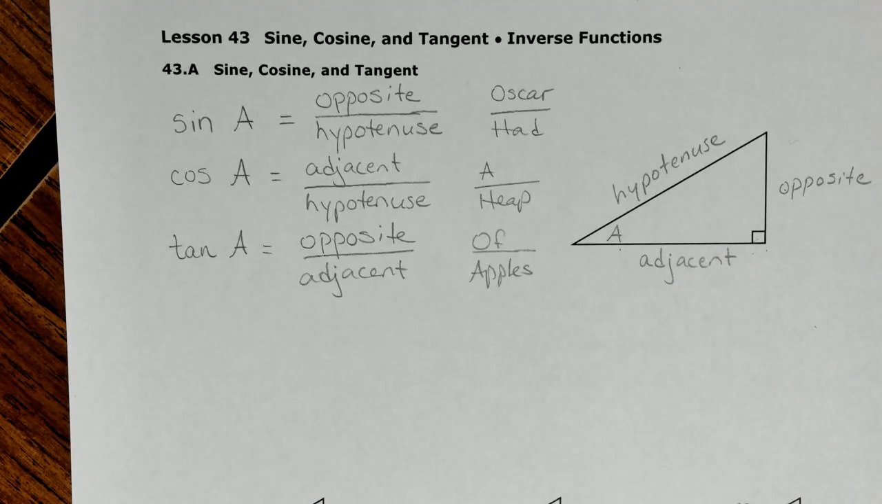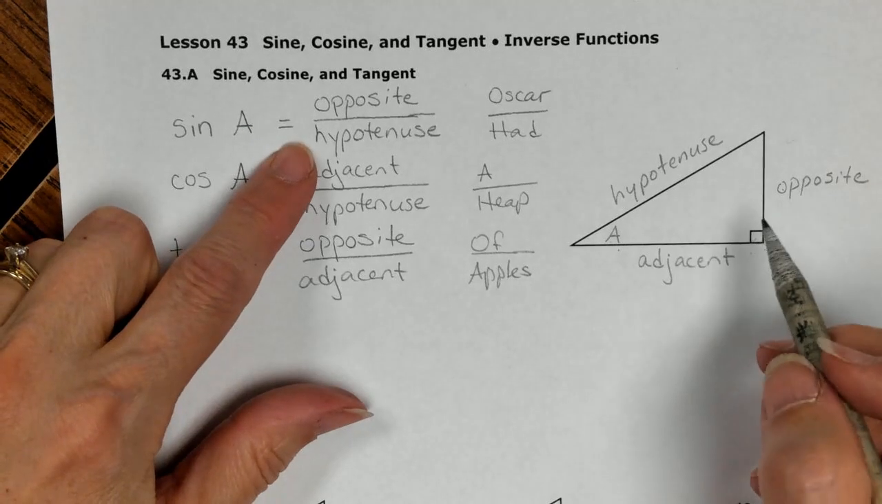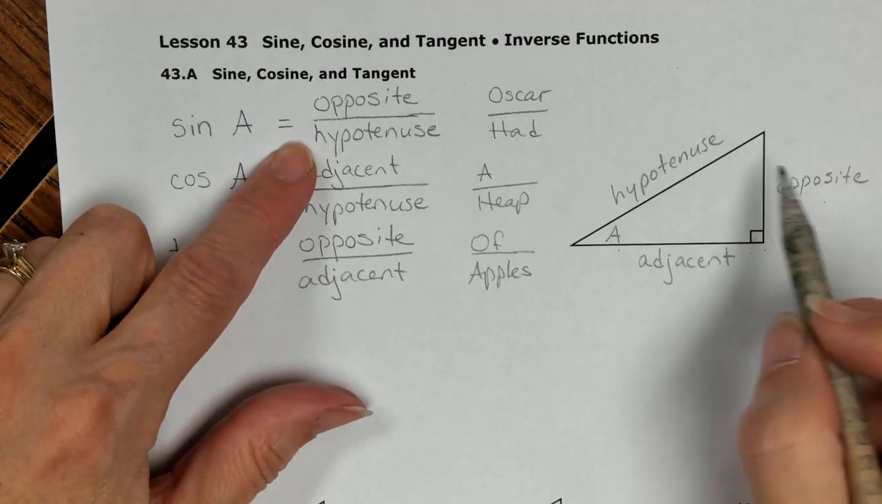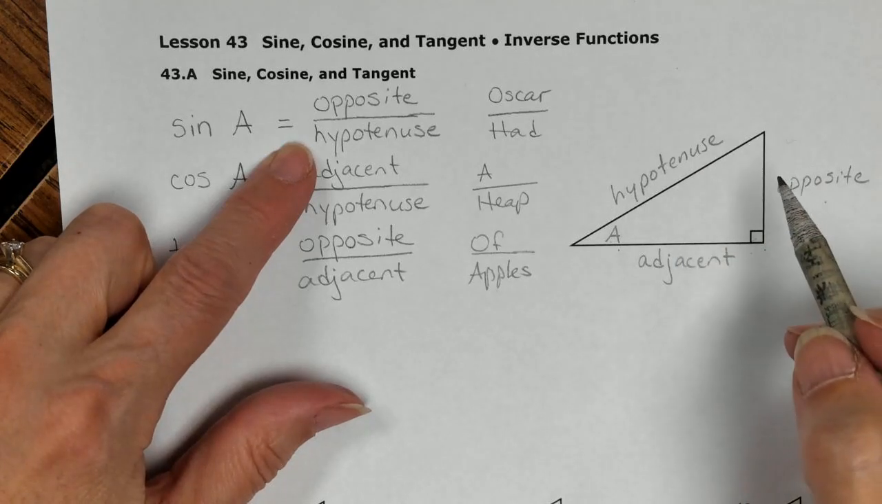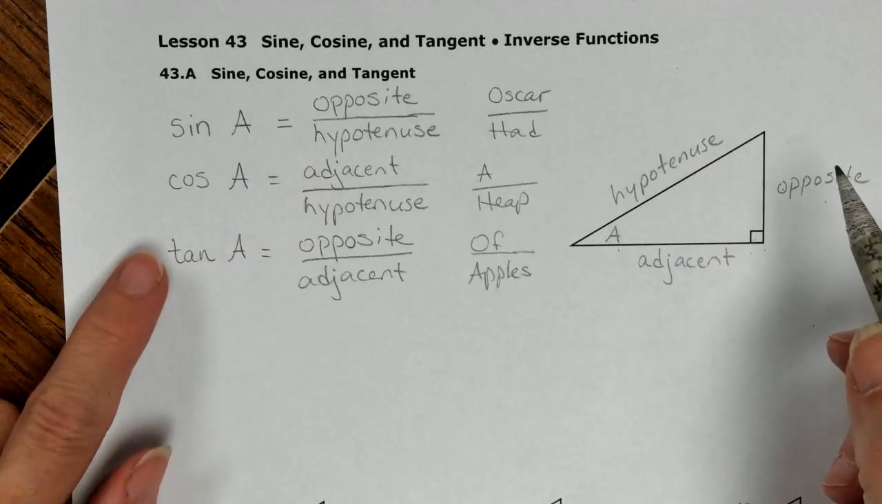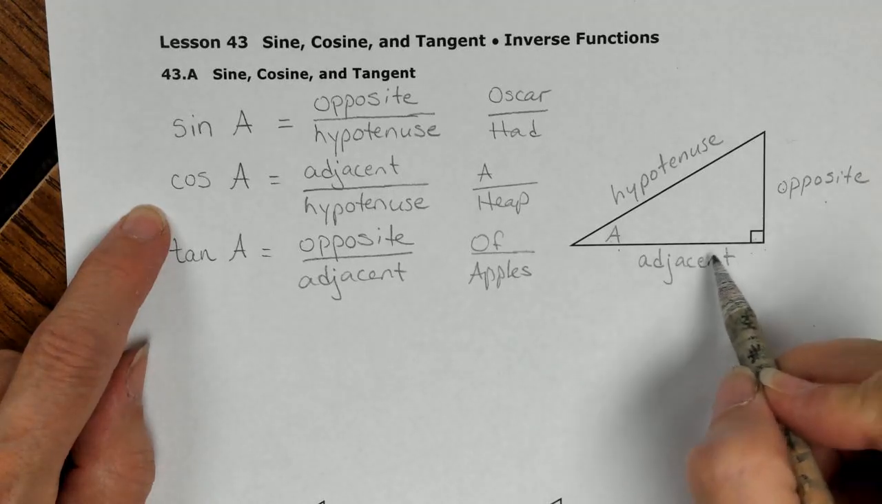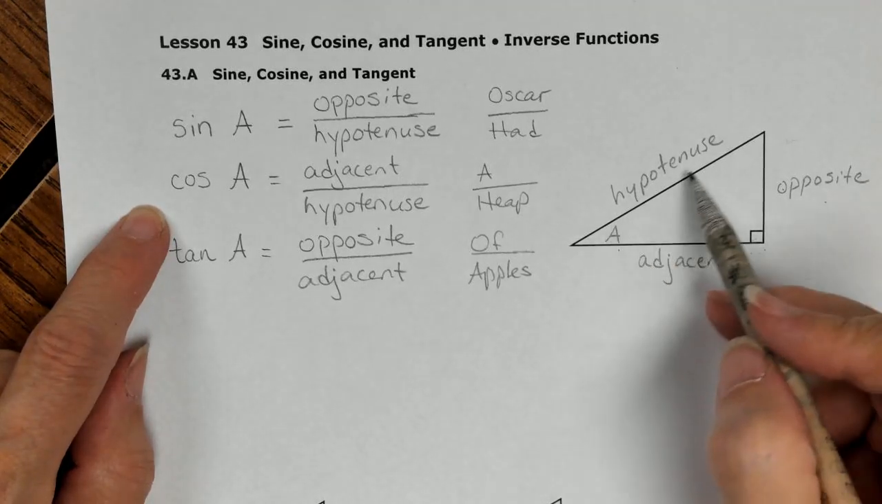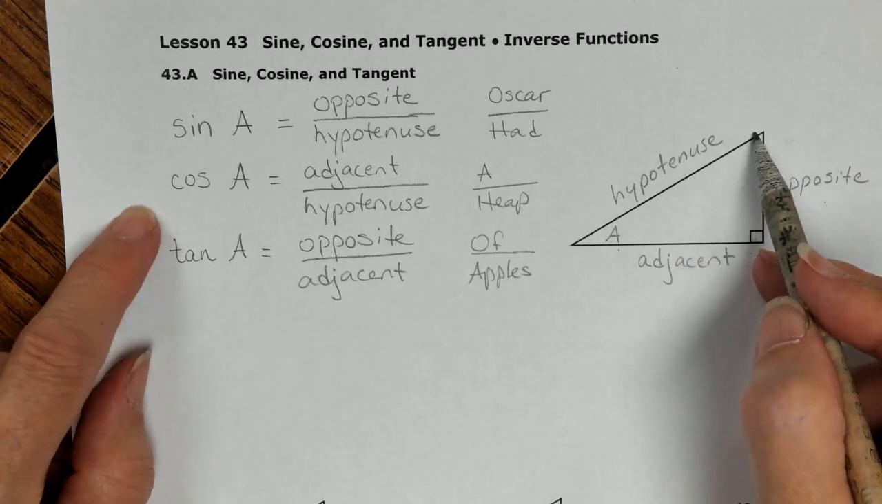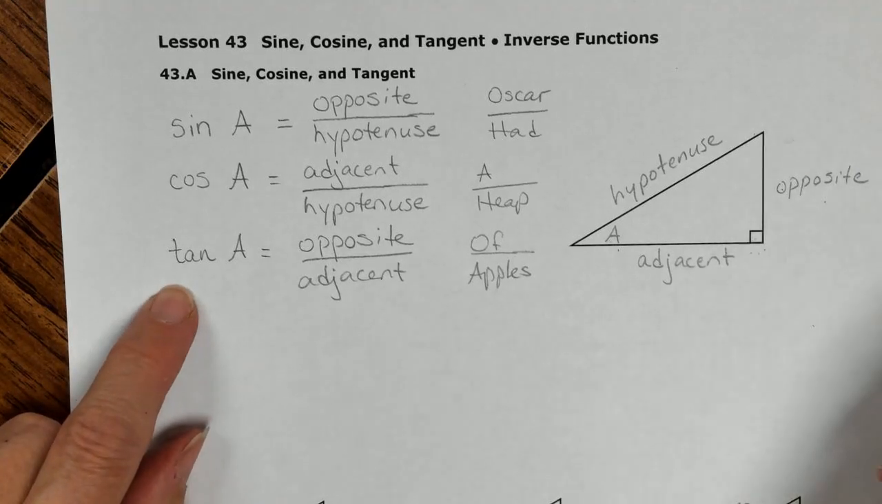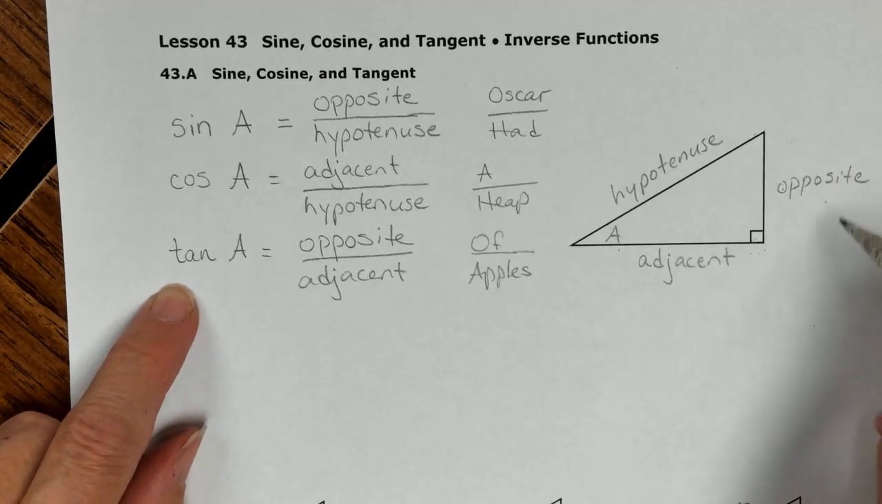All right, so if I'm finding the sine of angle A, I would take whatever the length of the opposite side is divided by the length of the hypotenuse. Cosine is adjacent over hypotenuse, so it'd be the length of this side divided by the length of the hypotenuse. And then tangent is the name given to the ratio of the opposite divided by the adjacent.